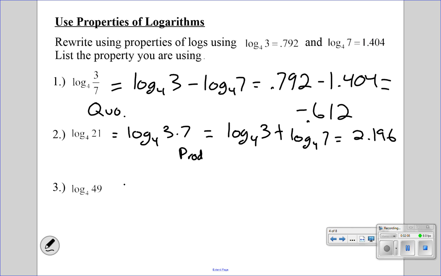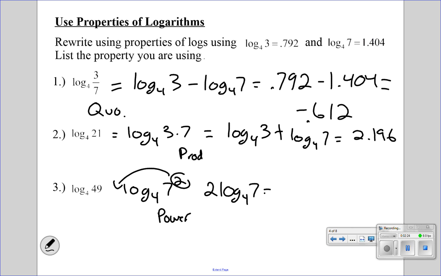For number 3, we can rewrite this. There's multiple ways, but we're going to rewrite it as log base 4 of 7 squared. We can use our power property. We can pull out our exponent. And so we have 2 times the log base 4 of 7. So we just do 2 times 1.404, and we get 2.808.